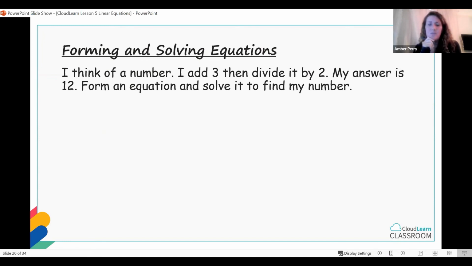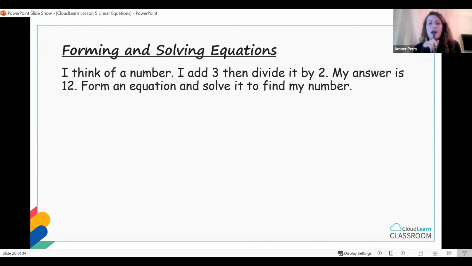So forming an equation we could do from an expression like this, some writing like this. I think of a number. You've probably played these games when you were younger, okay? I think of a number, I add 3 and then I divide it by 2, and my answer is 12. Form an equation and solve it to find my number.